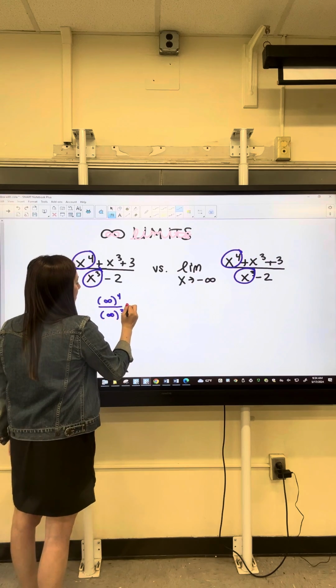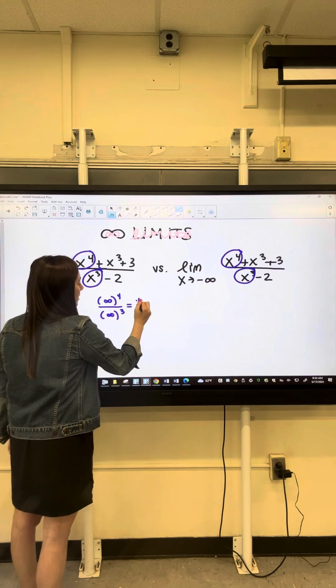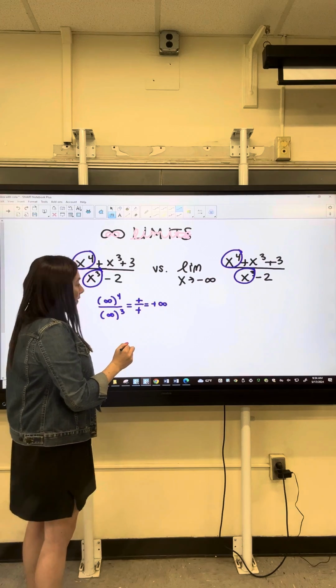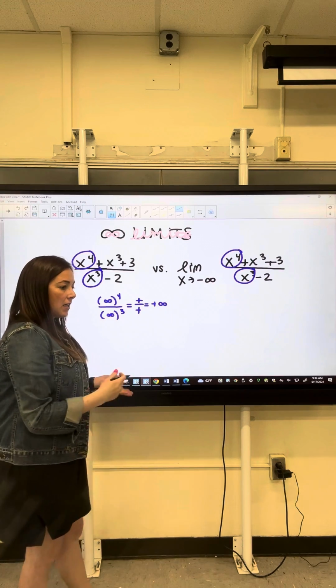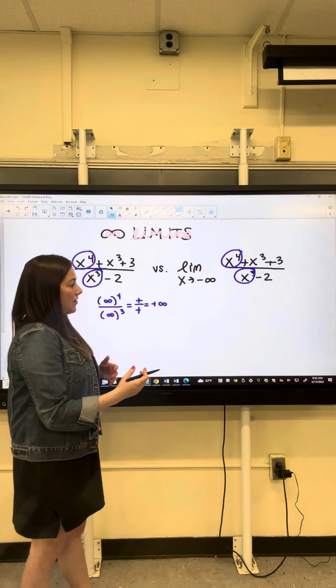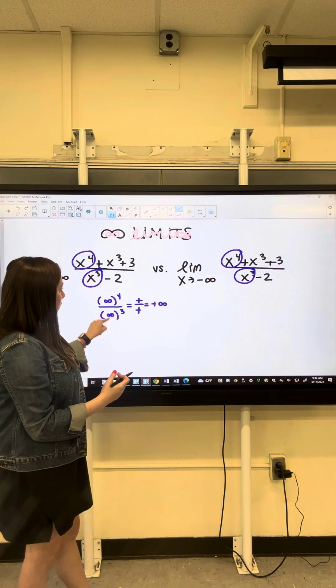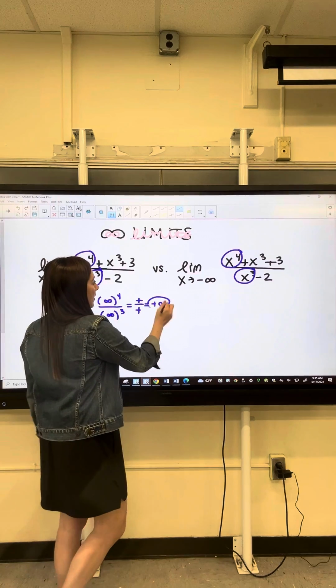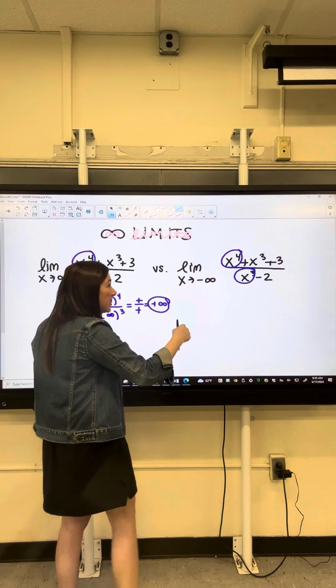So both of these are positive, which means a positive over a positive is positive infinity. Okay, you have to think of it like, is my infinity going to give me a negative number or a positive number? Because they are both positive when we raise to the fourth and cubed, this answer is going to be positive infinity. But now watch this one. This one's a tiny bit different.